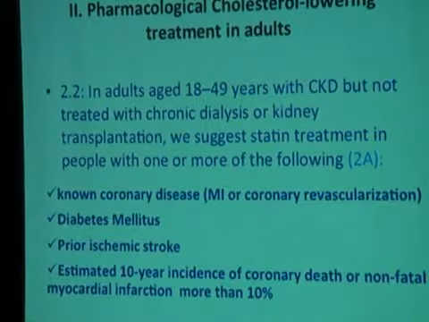So the recommendation in this age group, in adults aged 18 to 49 years with CKD but not treated with chronic dialysis or kidney transplantation, we suggest statin treatment in people with one or more of the following: known coronary disease, diabetes mellitus, prior ischemic stroke, or estimated 10-year incidence of coronary death or non-fatal myocardial infarction more than 10%. So if the patient is more than 50, you treat, and if the patient is less than 50, you only treat when there is another risk factor.